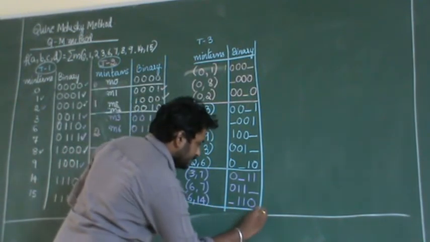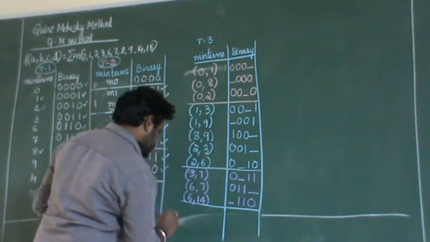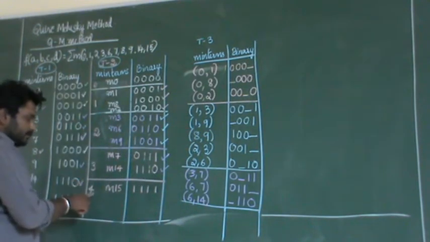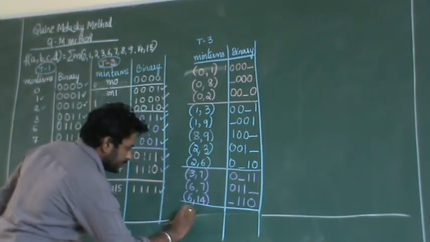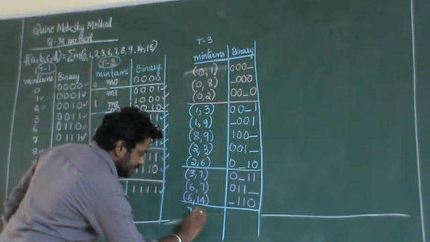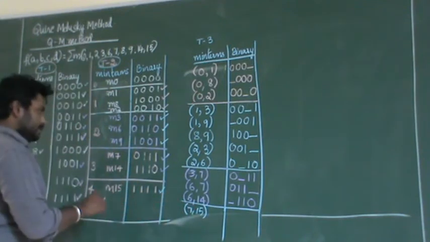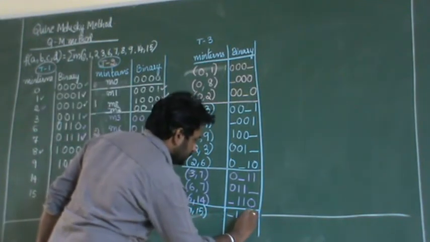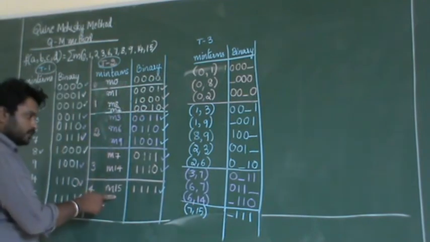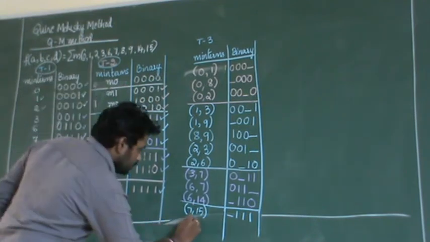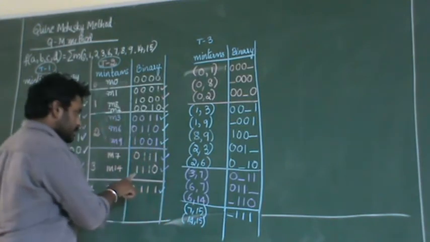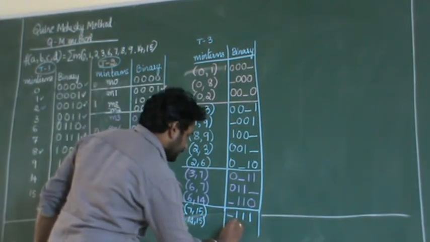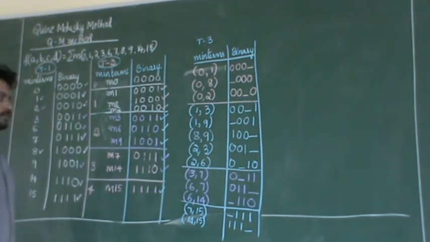Okay, just put a line here. So now I am comparing the third group and fourth group elements. 7 and 15 is possible, so put a tick mark here. That is written as 1 1 1 dash. And 14 and 15 is possible. Yes, obviously it is possible. So 14, 15 is equal to 1 1 1 dash. Okay.